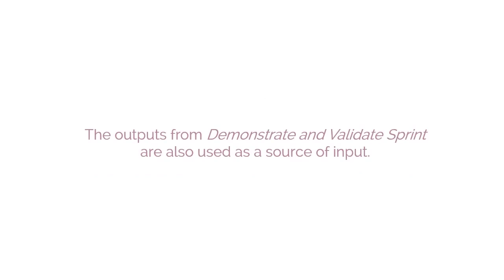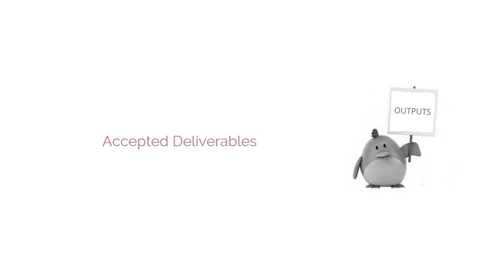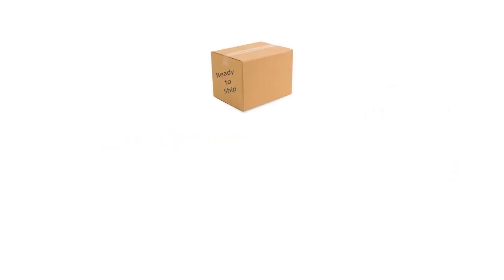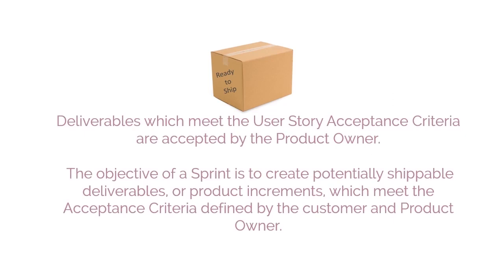The outputs from Demonstrate and Validate Sprint are also used as a source of input. Accepted deliverables is the most important output generated as part of the Demonstrate and Validate Sprint process. Deliverables which meet the user story acceptance criteria are accepted by the product owner. The objective of a sprint is to create potentially shippable deliverables, or product increments, which meet the acceptance criteria defined by the customer and product owner. These are considered accepted deliverables that may be released to the customer if they so desire.